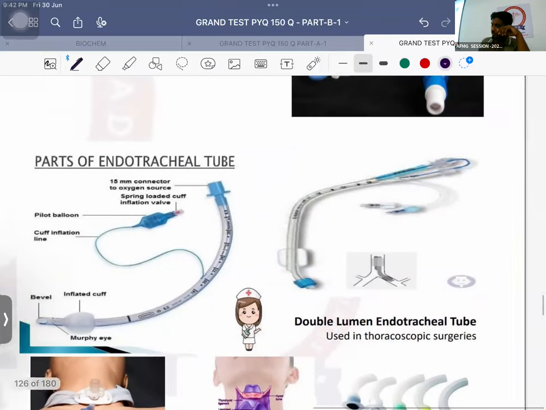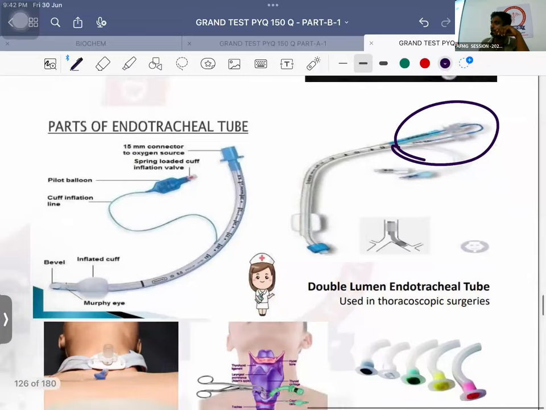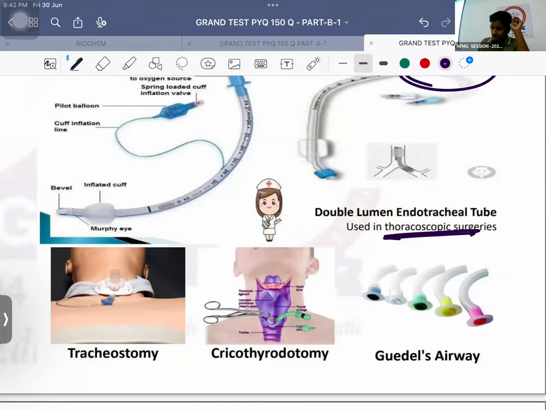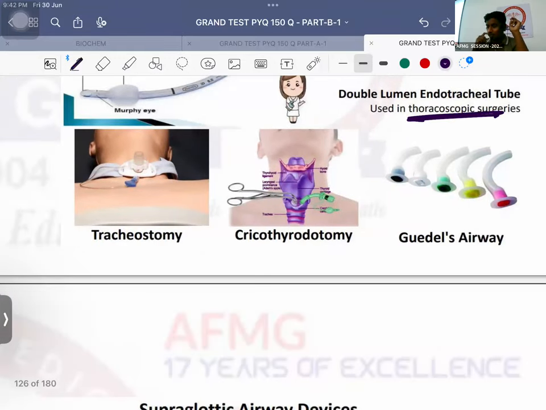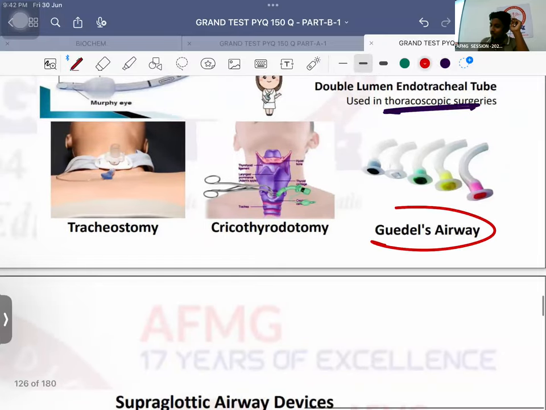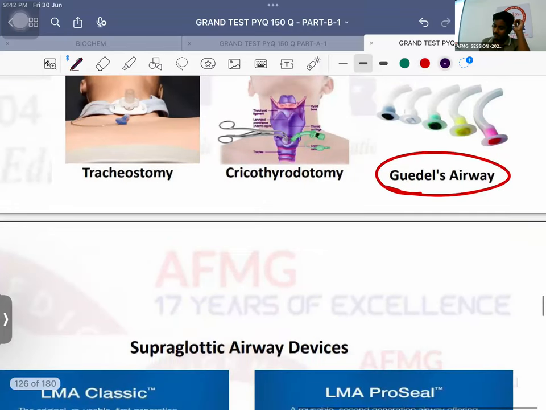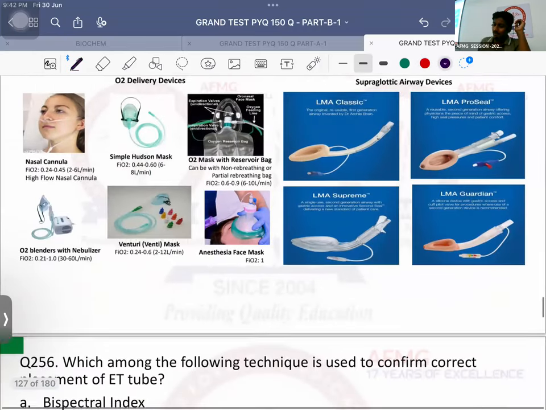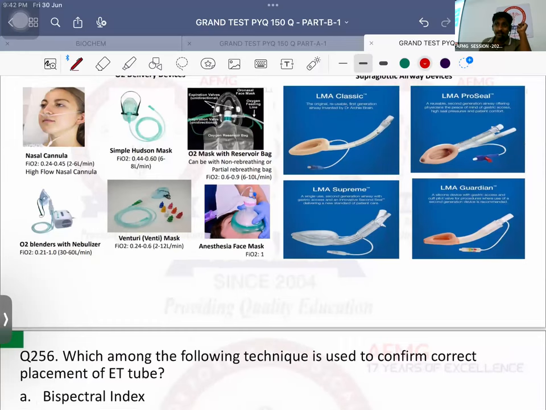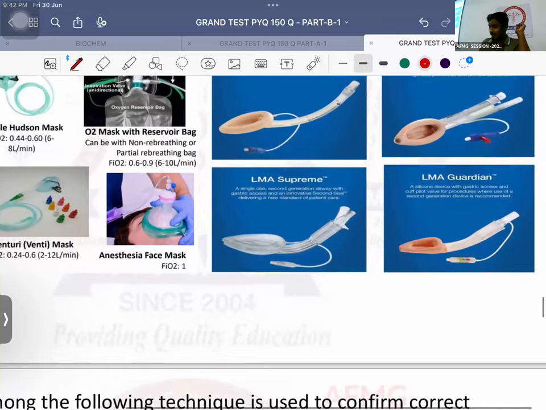Double lumen ET tube is used in which surgeries? Thoracoscopic surgeries. Important is that. Please remember this. Okay? No issues with this, anybody? This is which airway? Goodell's airway, also known as oropharyngeal airway. Kaunsi ENT condition use hota anybody? Bilateral choanal atresia. Emergency management bola tha. Either McGovern's technique or Goodell's airway.